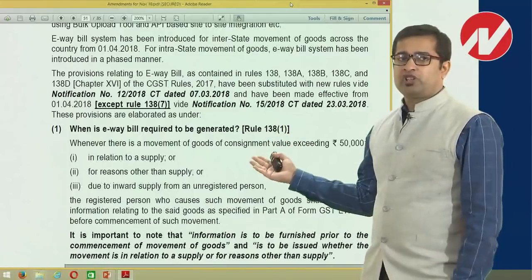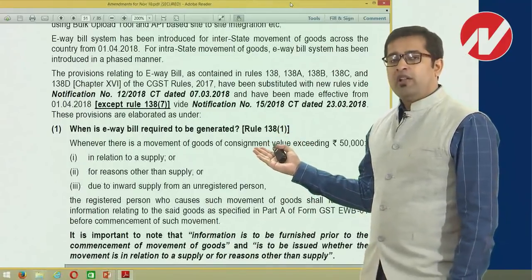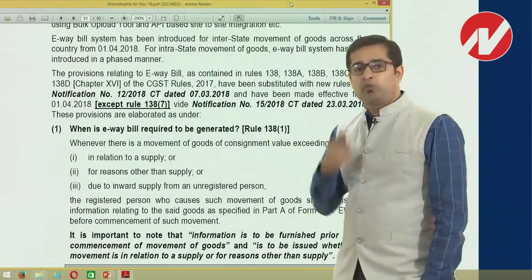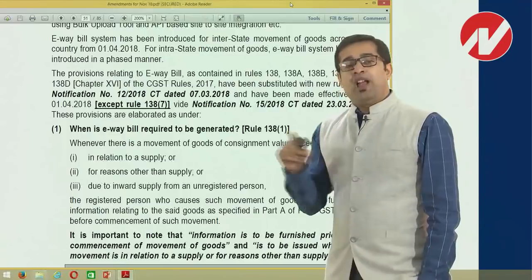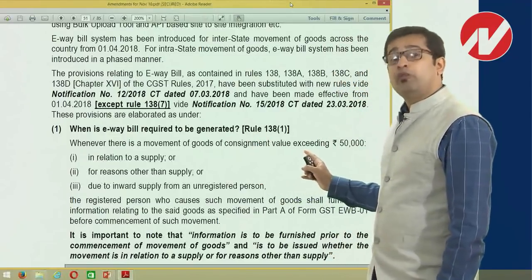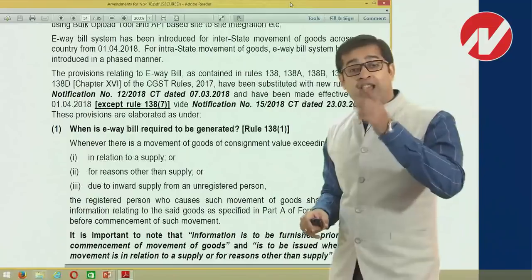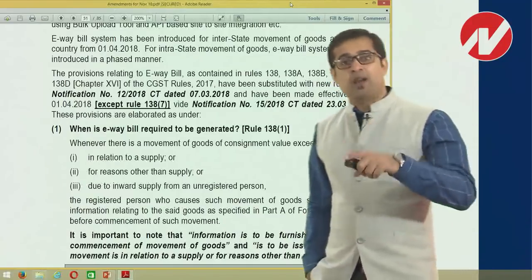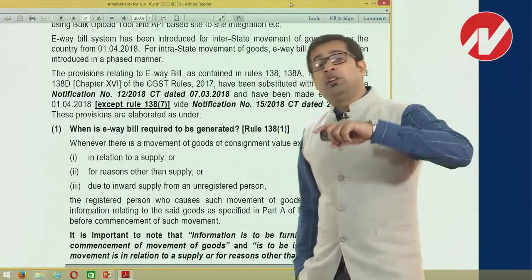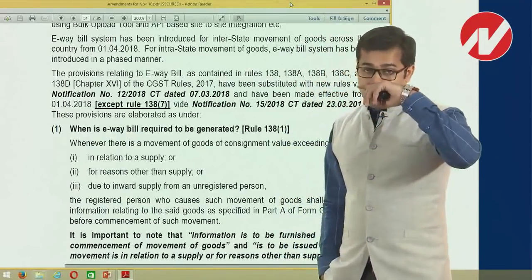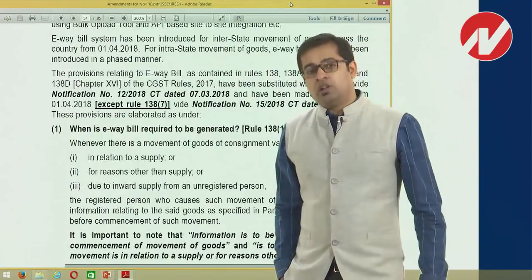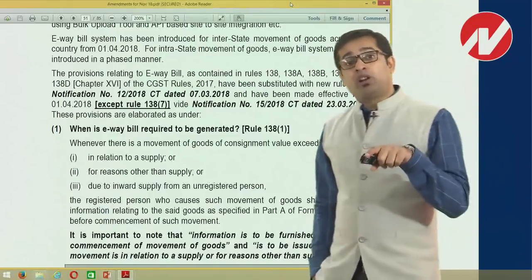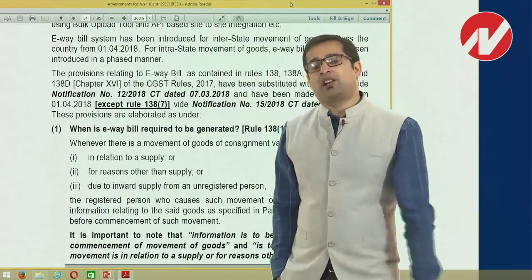One of the first points mentioned is whenever there is a movement of goods of value exceeding rupees 50,000. That is a very clear point. Whenever there is a movement of goods and the value of goods exceeds 50,000. Now, when I say value of goods exceeds 50,000, for example, if I am sending you goods from my factory to your premises, let's say for the purpose of job work, and the job work amount I am going to pay you is 5,000 rupees. But more important is how much the goods are worth, on which you are going to do the 5,000 job work.